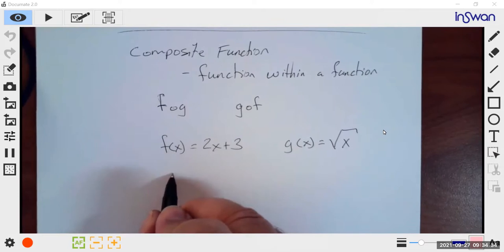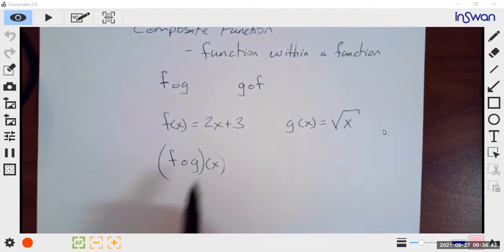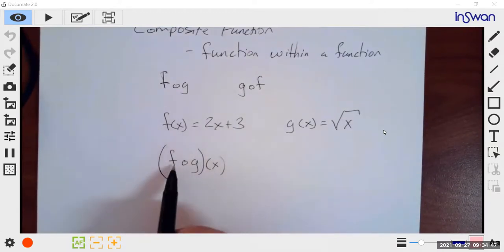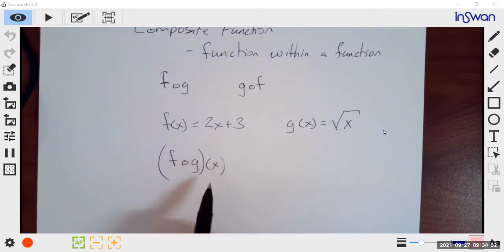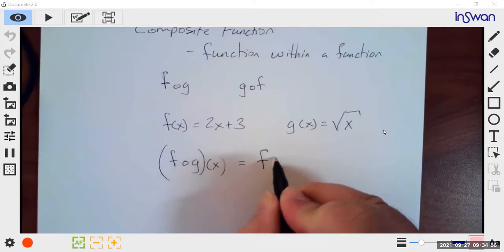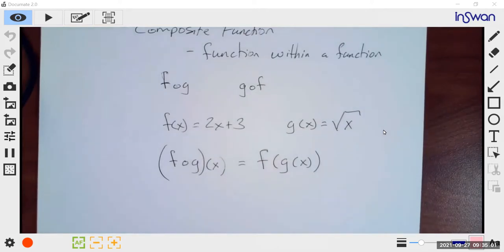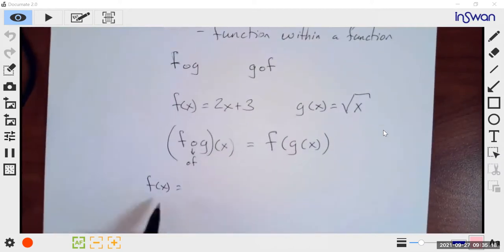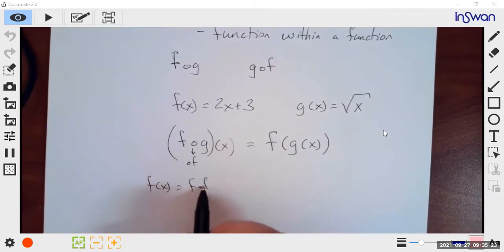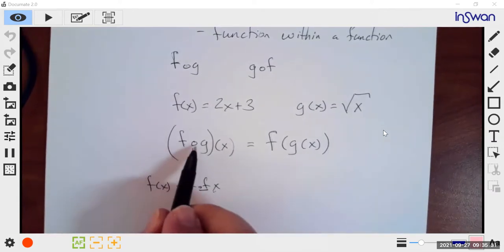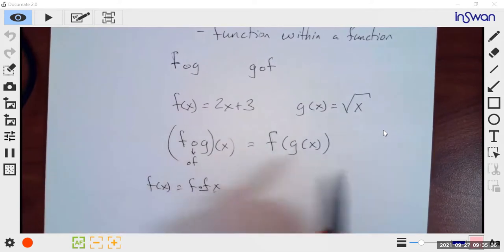A composite function is actually read f of g of x. So what does that mean? F of g of x. Whenever you see this, this means of. So remember, how would we read that? How do you read that? Yeah, f of x. So whatever's after the word of is your input. F of g, so that means g is the input of f. That's what that means.